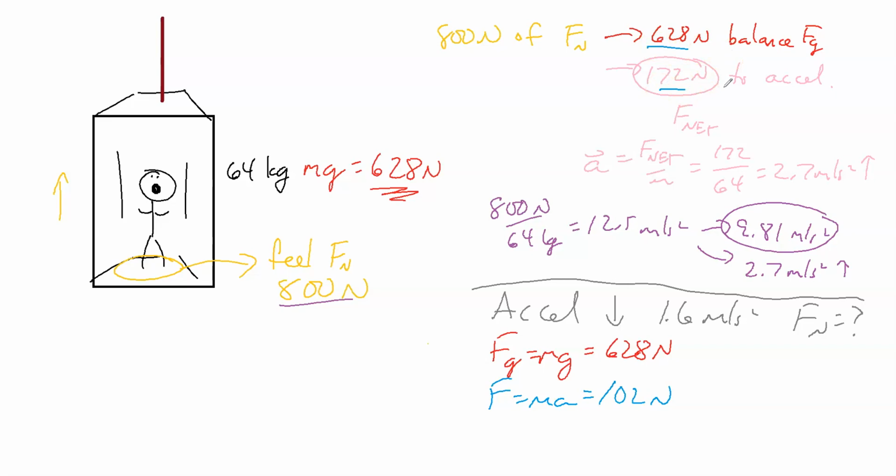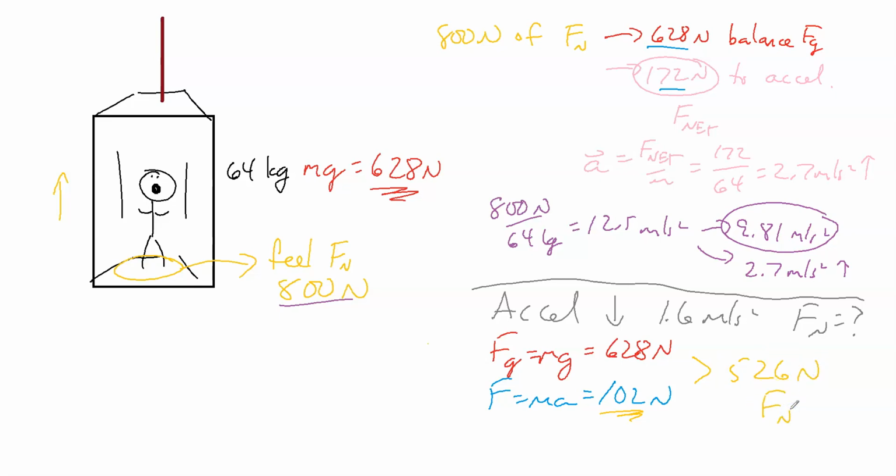The force of gravity is 628, and if the elevator was just sitting there, the normal force would be 628. That's it. But it's not just sitting there, it's accelerating downwards. Since it's accelerating downwards, he's going to feel less normal force, less pressure on his feet. Well, how much less? Apparently 102 less, because that force is being used to accelerate him. So all we have to do is subtract these two, and we would be left with about 526 newtons, and that would be the Fn.